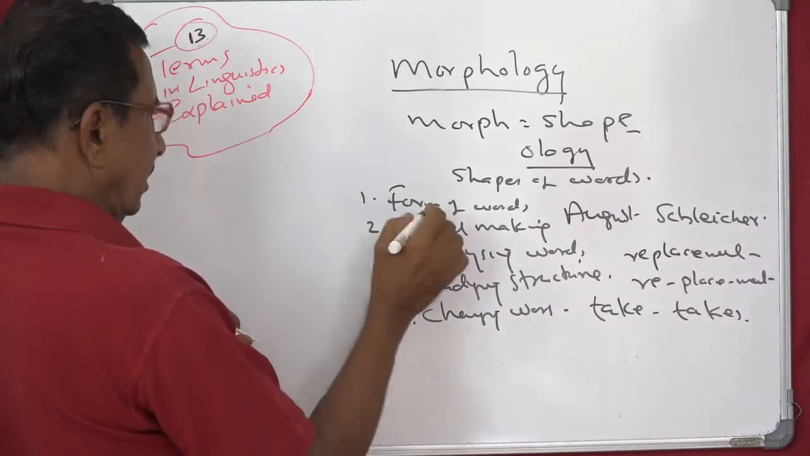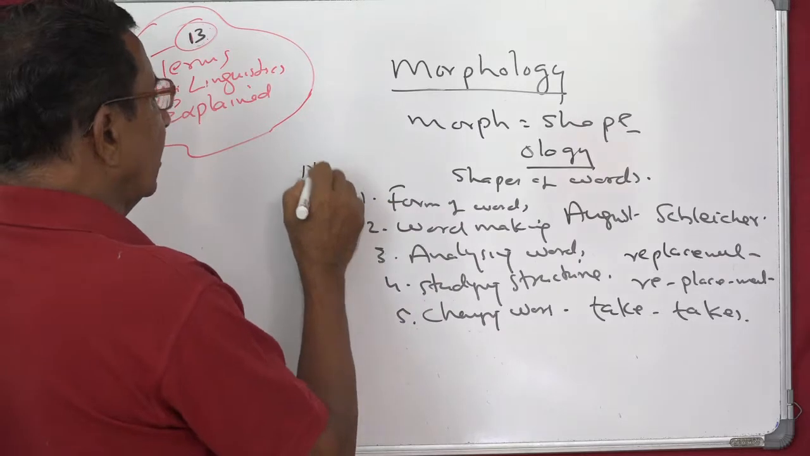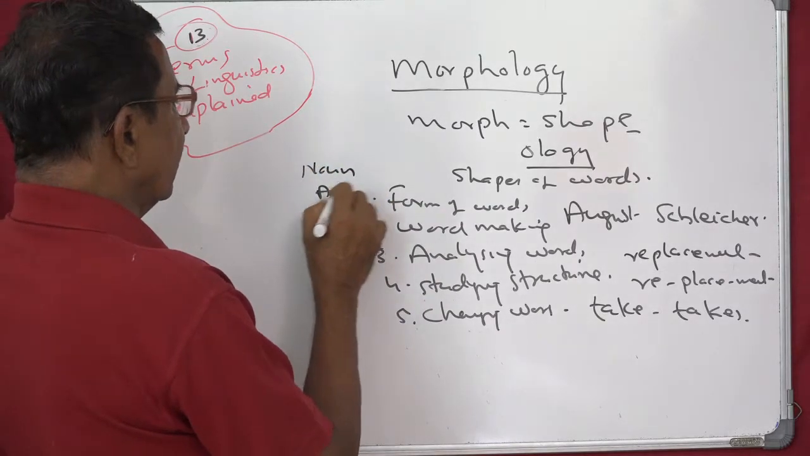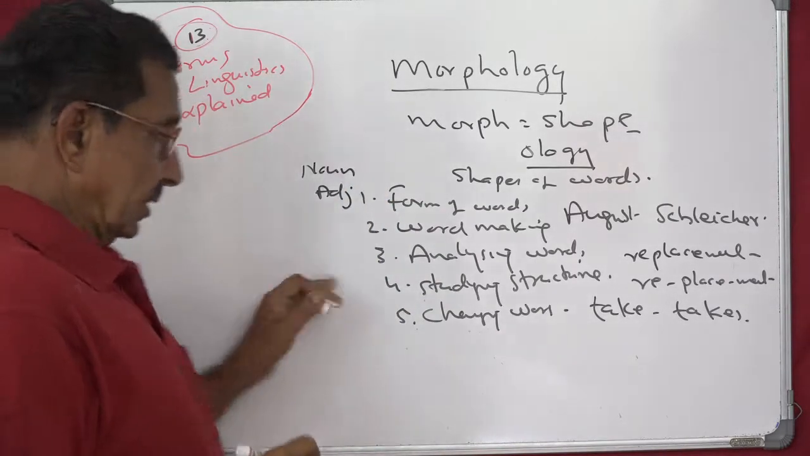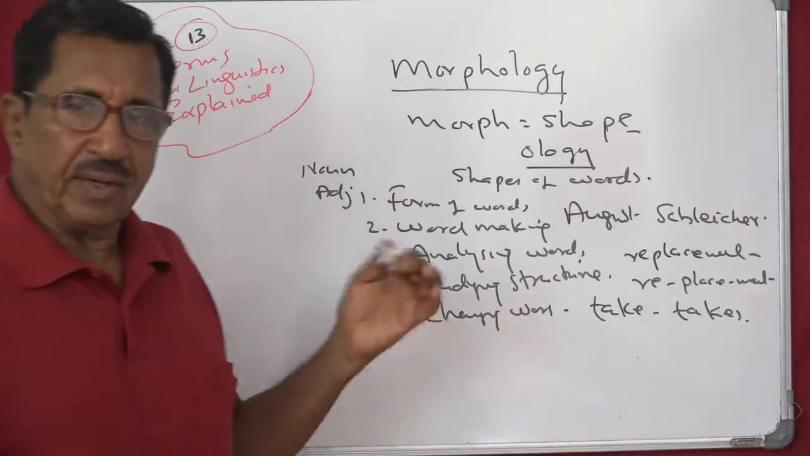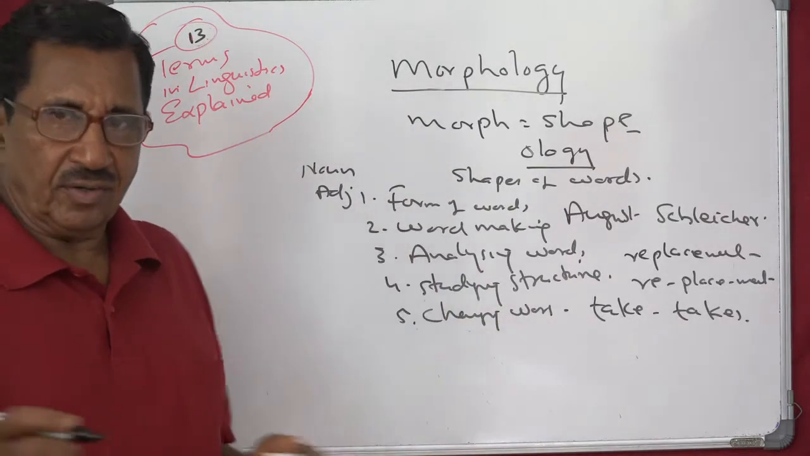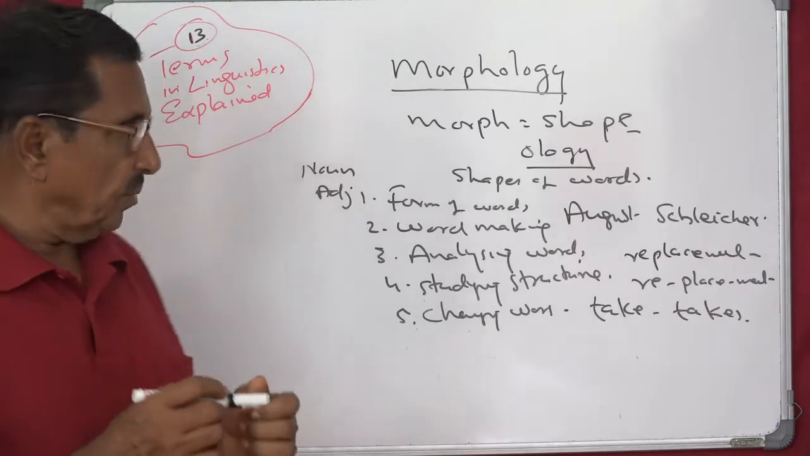That is noun, adjective, adjective from noun from adjective, and so on, adverb and so on. That is forms of words.